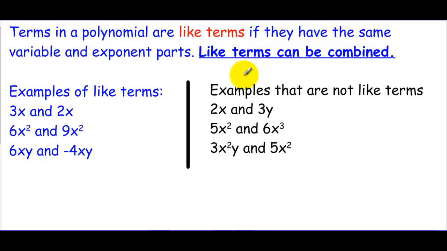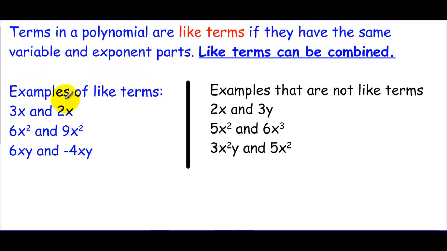Okay, so here's example number 3 from 8-1, and in this one we're going to be looking at something called like terms. So what we're saying here is that terms in a polynomial are like terms if they have the same variable and exponent parts. And this is important right here in big bold underline. Like terms can be combined, and that's going to be really important for stuff that we do in this chapter.